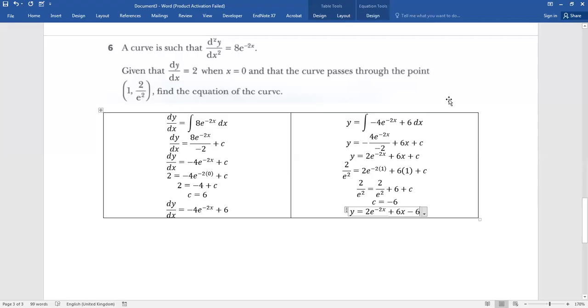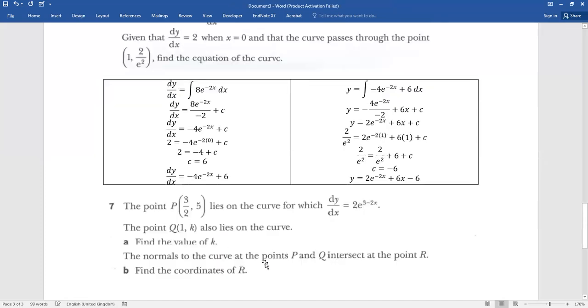Is this the same value that you're getting? Same function, same equation? Yes, sir. Now the last one quickly, then we will discuss it.